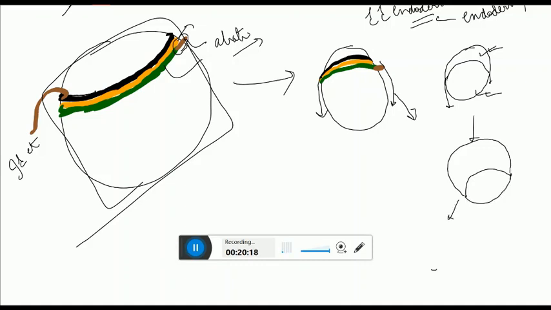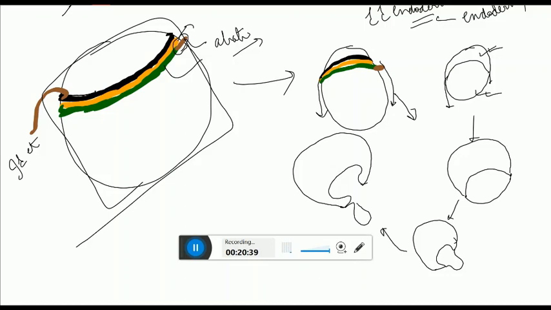And finally, this is amniotic cavity, this is embryo, and this is yolk sac. This is yolk sac and this is allantois.